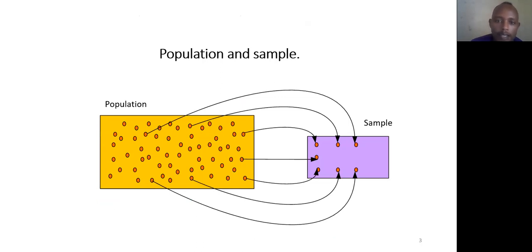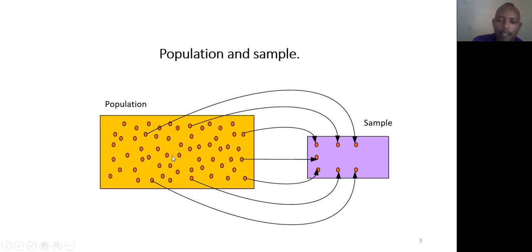Let us look at this picture. Here I have a collection of dots, and we may consider this as a population together. And if one researcher is going to study the nature or the position of those dots, then he has two chances or options.